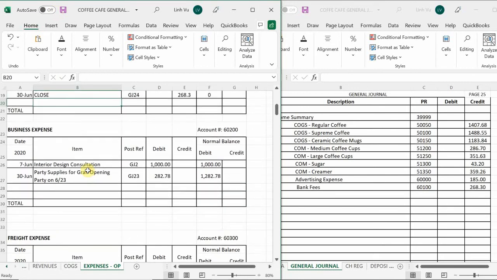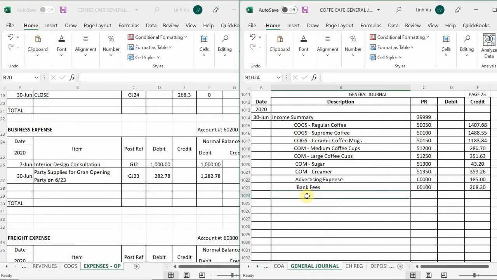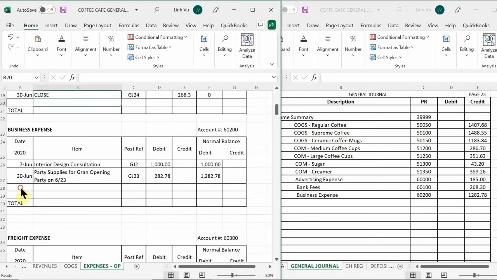Next, we have our business expenses for the 6,200, for the amount of $1,282.78, and that should bring your account to 0.